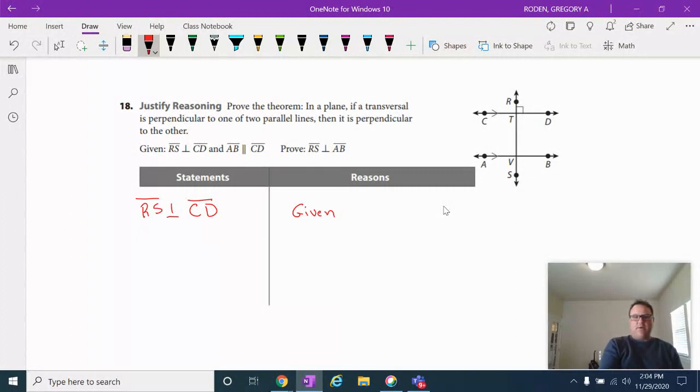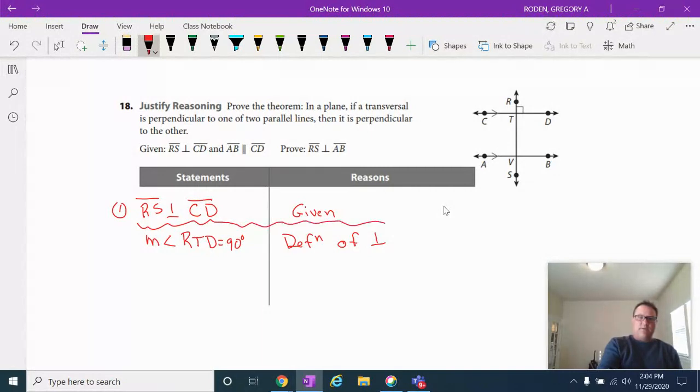And so now we can say that the measure of angle RTD is equal to 90 degrees. And that's the definition of perpendicular. If it's a right angle, it's 90 degrees. So let me put some lines here. So this is line 1, that's line 2.